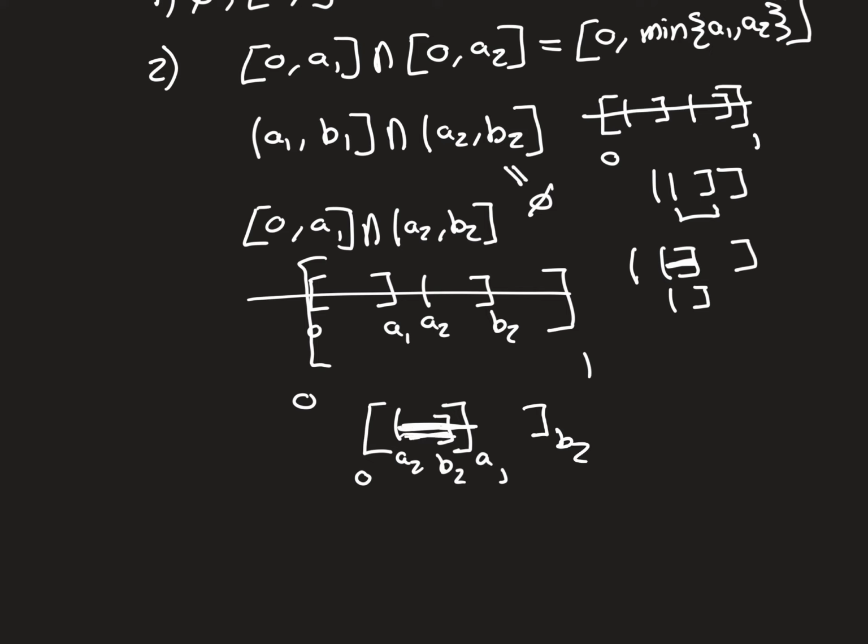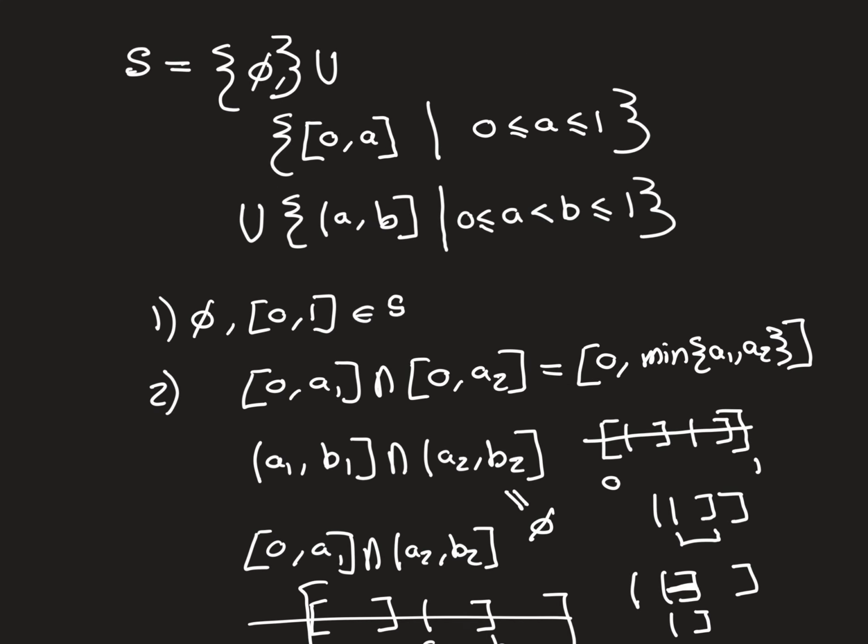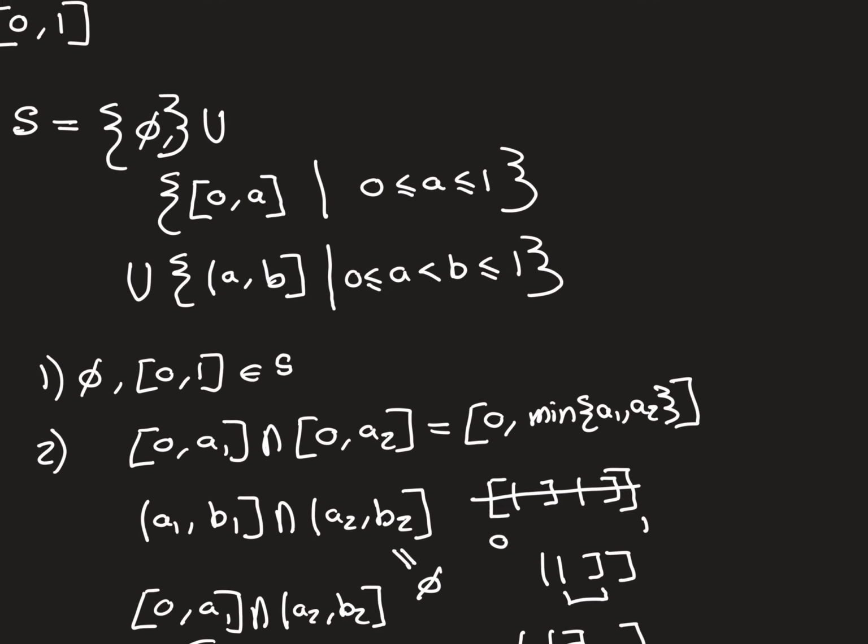If it's overlapping like this, then the intersection will be this bit here, so all of this. And of course, again you can see that that's open on the left, closed on the right interval, so it's going to be one of these things again. So intersections are fine. I think I've gone through every single possible case there and talked through why the intersection is going to be back in our set S. So that's the second property done.